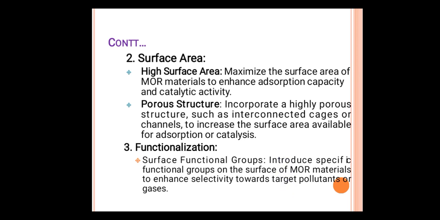Next one is surface area. In high surface area, maximize the surface area of MOR materials to enhance absorption capacity and catalytic activity. Next one is porous structure. Incorporate a highly porous structure such as interconnected cages or channels to increase the surface area available for absorption or catalysis. Third one is functionalization. Surface functional groups: introduce specific functional groups on the surface of MOR materials to enhance selectivity towards target pollutants or gases.